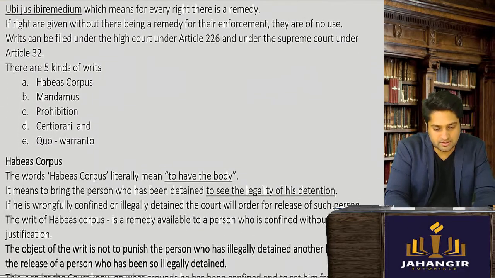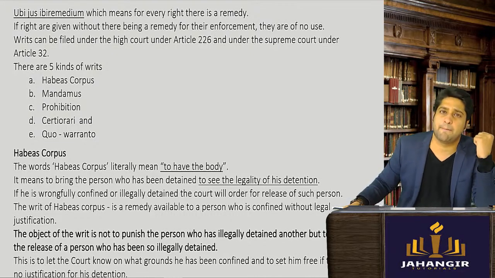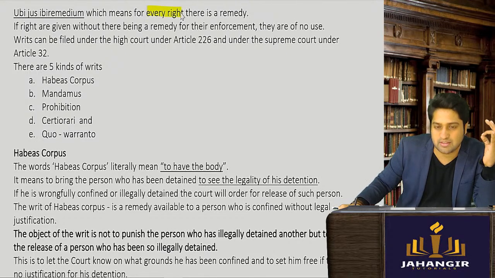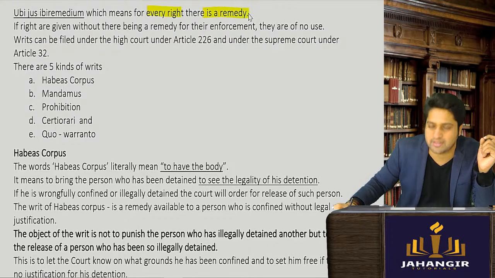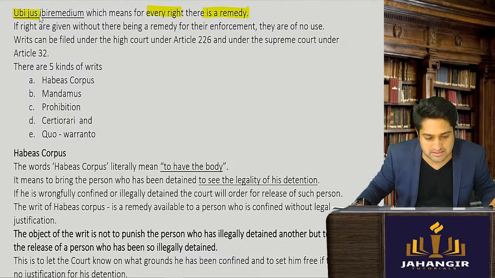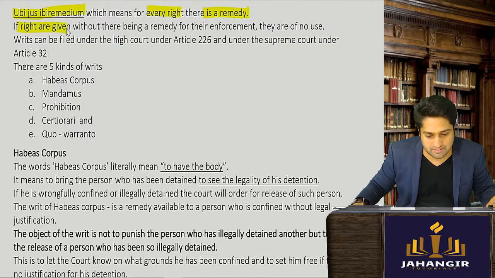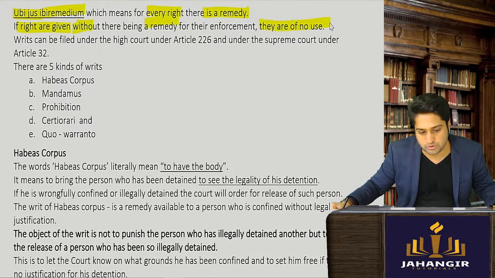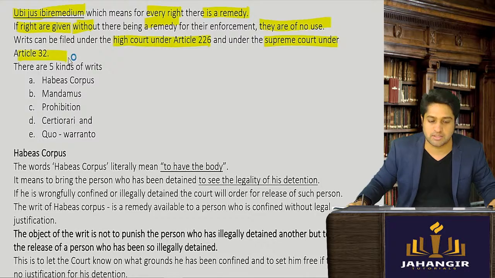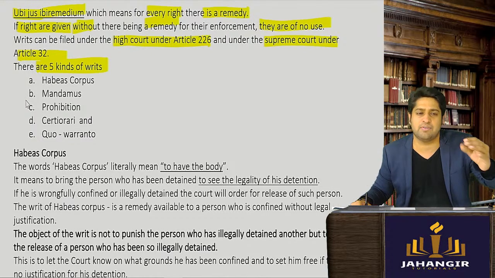Now when the person is crying that his fundamental rights are violated, I'll tell him, don't cry. Wherever there is a right and it is violated, law has also provided a remedy. For every right there is a remedy, under the maxim ubi jus ibi remedium. If rights are given without remedy, then they are of no use. So the remedy can be given in the High Court under 226 and the Supreme Court under 32. Now there are 5 different kinds of writs. There are more kinds of writs, but their naming has been given for 5.